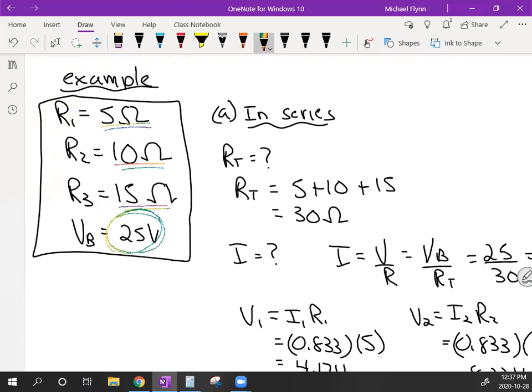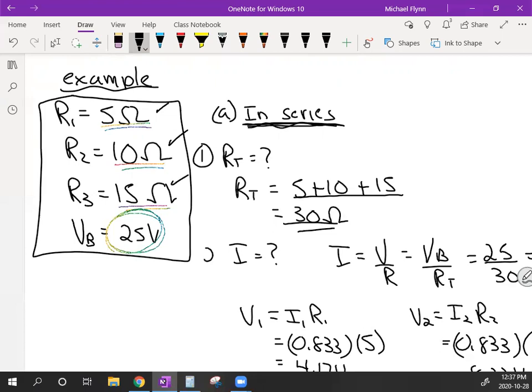Well, let's do it. If we connect them in series, step 1, find the total resistance. How do you find the total resistance? In a series circuit, you just add them straight up. 5 plus 10 plus 15. There's one 5 ohm, one 10 ohm, one 15 ohm, add them up. 30 ohms is the total resistance.